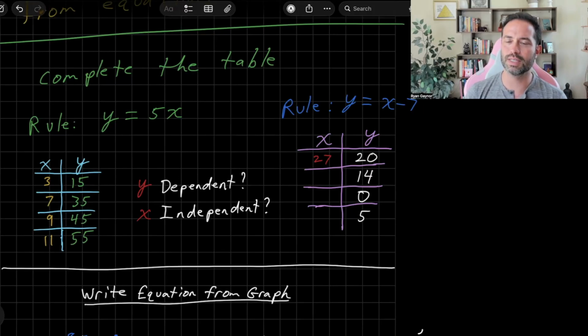And then we have 14. So how do we get there? So we're at x minus 7 equals 14. So how would we do that? Think about it for a moment. Okay, you got it. 21. 21 minus 7. And then we have 0, so that would have to be 7 minus 7 equals 0. And then we have 5, so that would have to be 12 minus 7 equals 5. And again, the y will depend on the x.